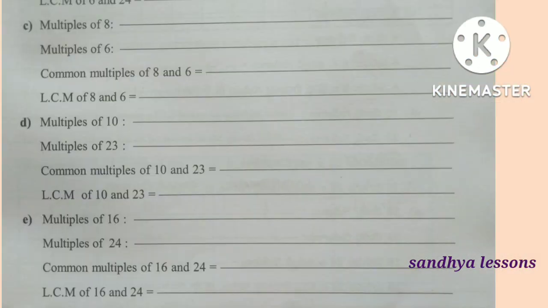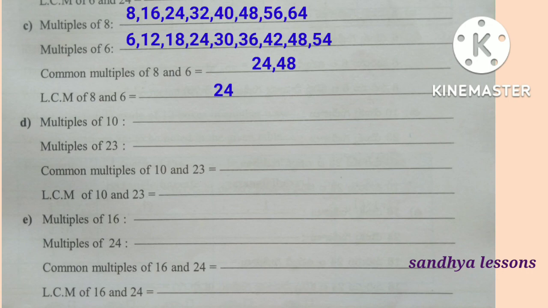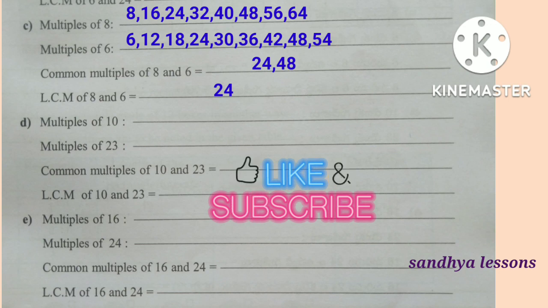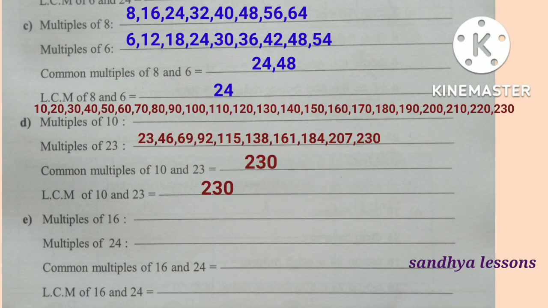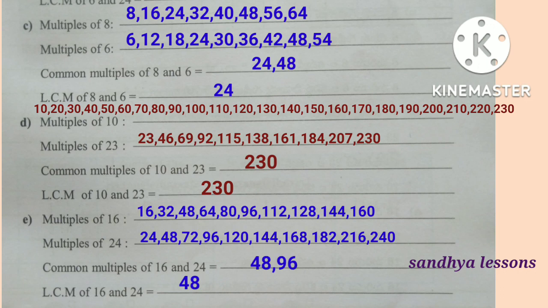C problem. Multiples of 8 are 8, 16, 24, 32, 40, 48, 56, 64. Multiples of 6 are 6, 12, 18, 24, 30, 36, 42, 48, 54. Common multiples of 8 and 6 are 24, 48. LCM of 8 and 6 is 24.